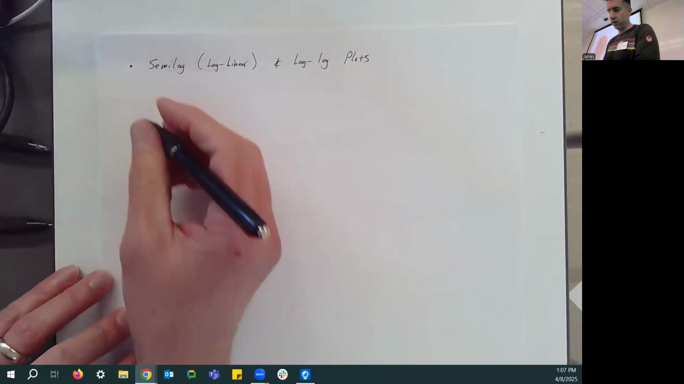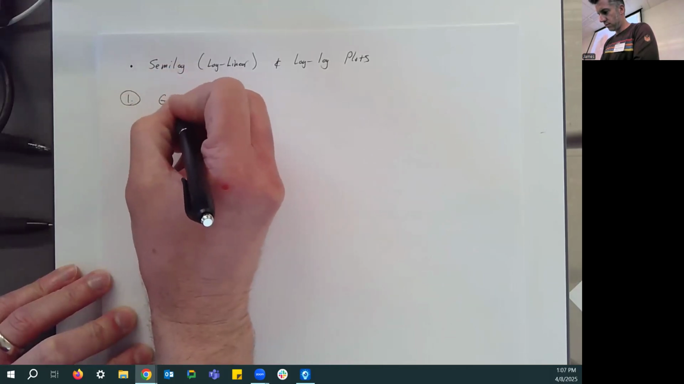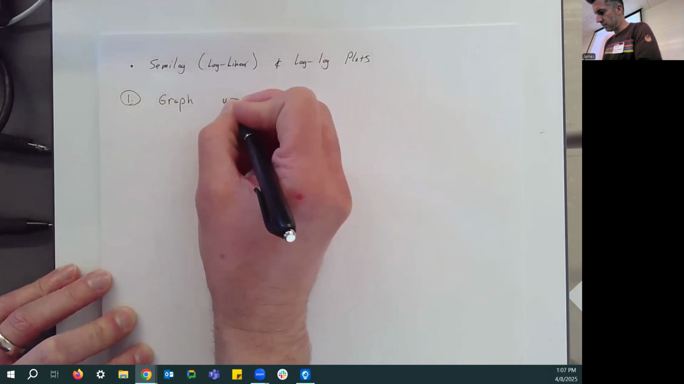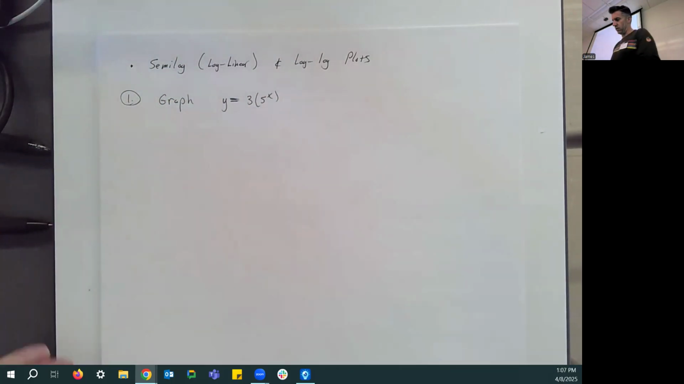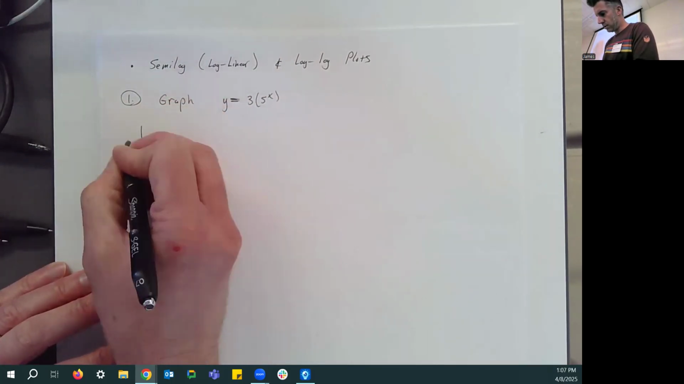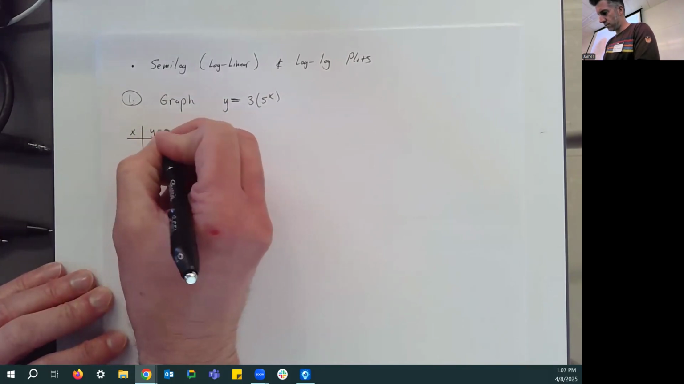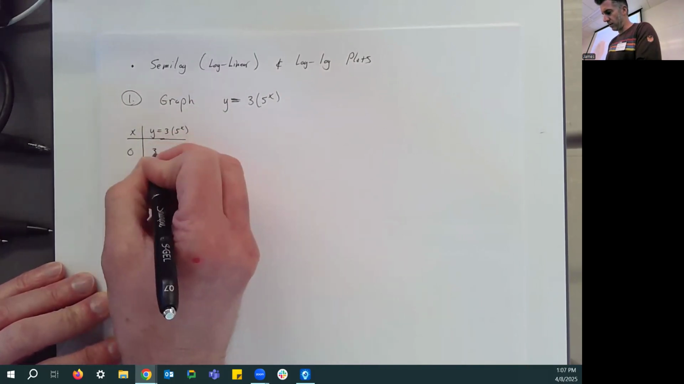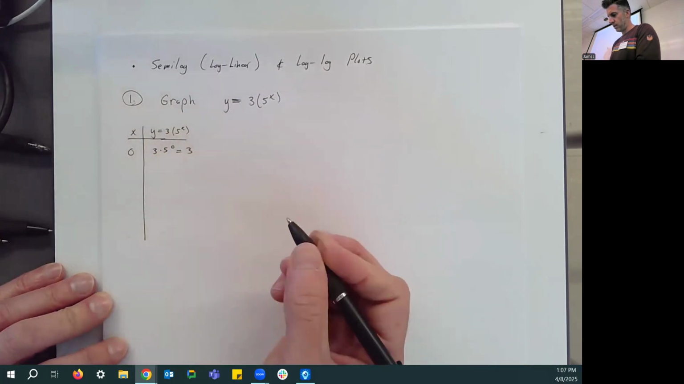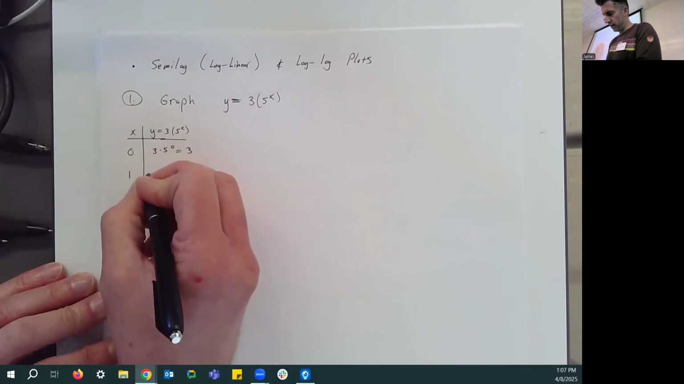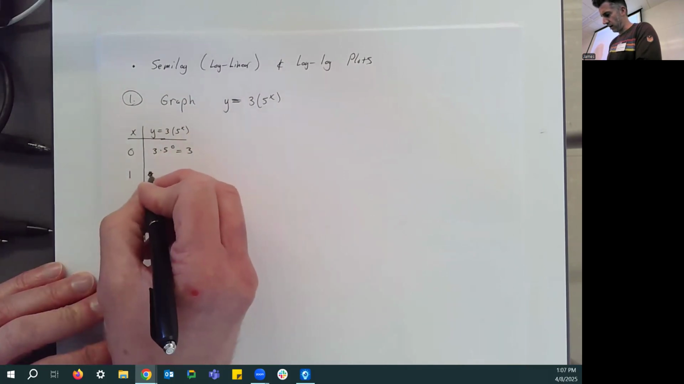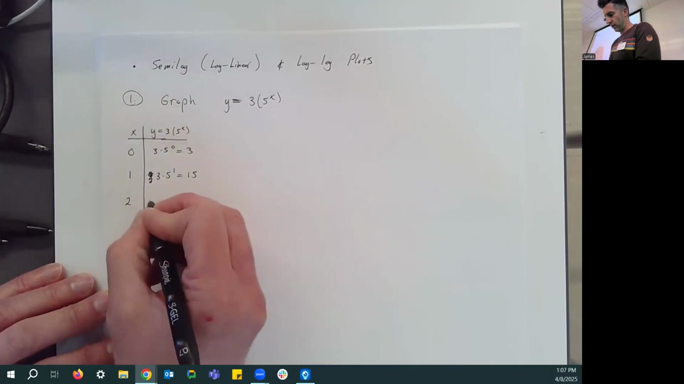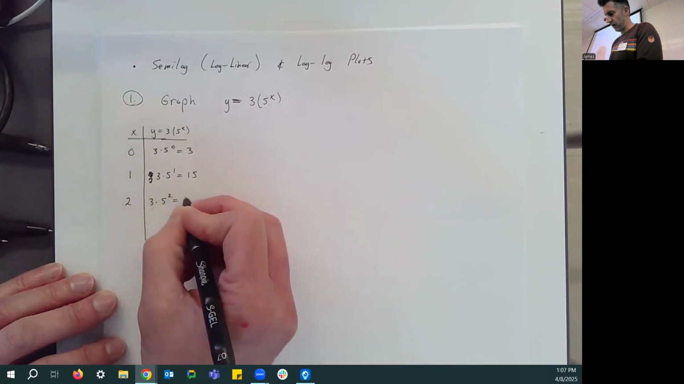So let's graph the following: y equal to 3 times 5 to the x. Let's plot a couple points here. If x is 0, y is going to equal 3 times 5 to the 0, which is 3 times 1, which is 3. If x is 1, we get 3 times 5 to the first, which is 15. If x is 2, we get 3 times 5 squared, which is 3 times 25, which is 75.